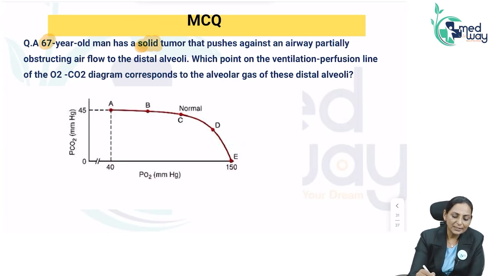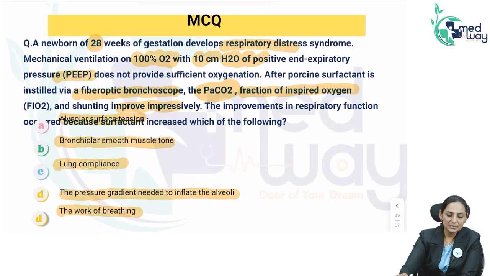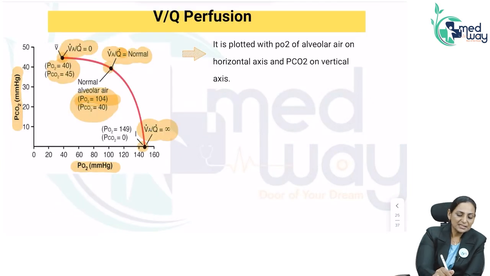Again, a 67-year-old man with a solid tumor that pushes against the airway, causes an obstruction to the airway. Which point on this ventilation perfusion line of the O2-CO2 diagram corresponds to the alveolar gases? Now see over here. Just now we have considered this. This was ventilation perfusion ratio 0. That means this point is considered where there is pulmonary obstruction or there is no ventilation.